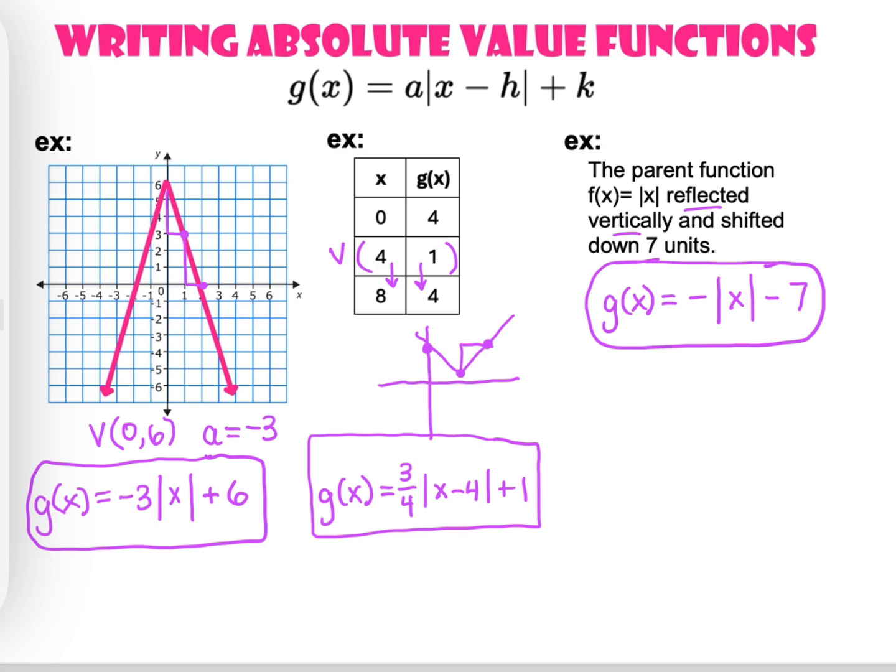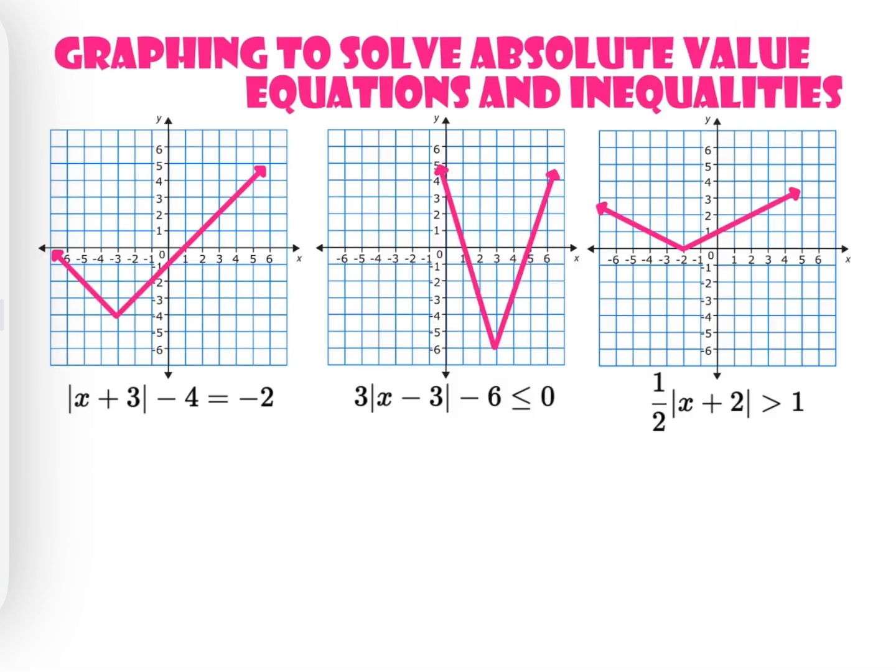So just going backwards from what we did in the previous lesson. Eventually we're going to solve equations and inequalities like this, but for now let's just do it the easy way. I've already graphed this absolute value function. It's got a vertex at -3, -4, and it's got a slope of 1. But what we're trying to do is figure out where that function equals -2.